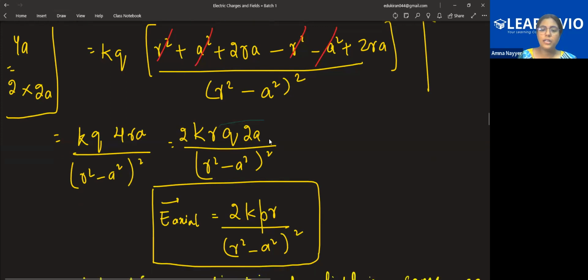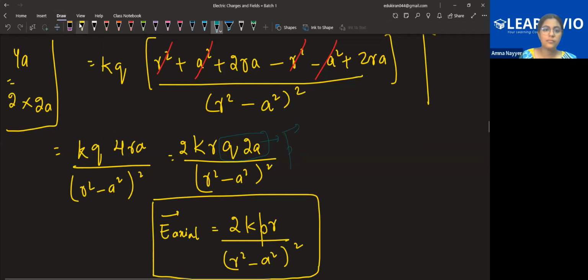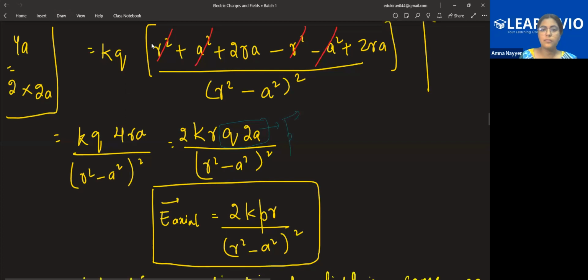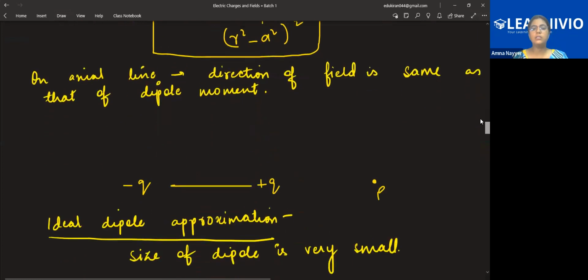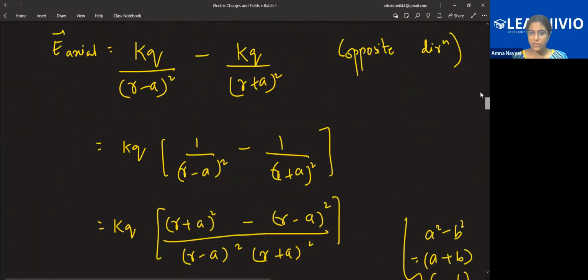Now pay attention over here, class. q into 2a. Is it similar to something which we have studied? Anyone who can answer? q into 2a. That's the dipole moment p. This is the dipole moment p. So finally, our answer will become 2kpr by r square minus a square whole square. This is the formula for axial field, axial line of electric field. Now, one more thing. These direction part I'll tell you later. First, write it down till here.